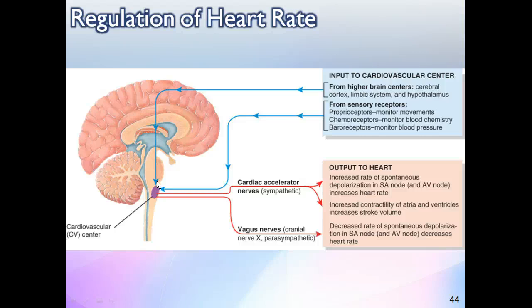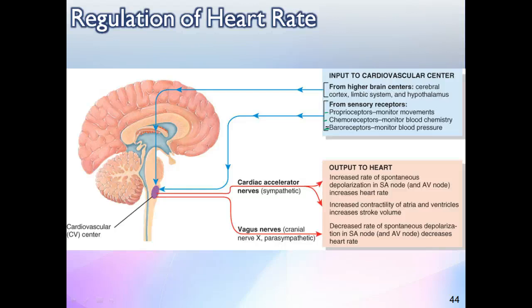Now, we use three primary sensory receptors in order to do that monitoring. And that's going to be your proprioceptors, chemoreceptors, and baroreceptors. Now, those receptors are constantly taking note of the activity of our body, what it's doing when we're not thinking about it.